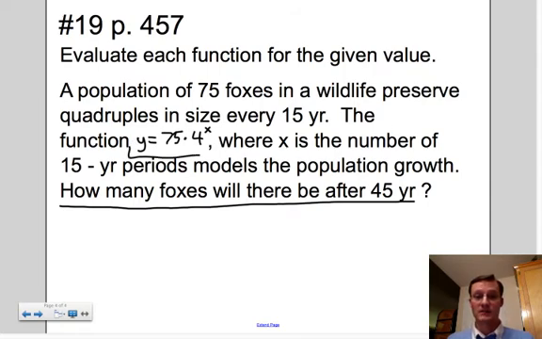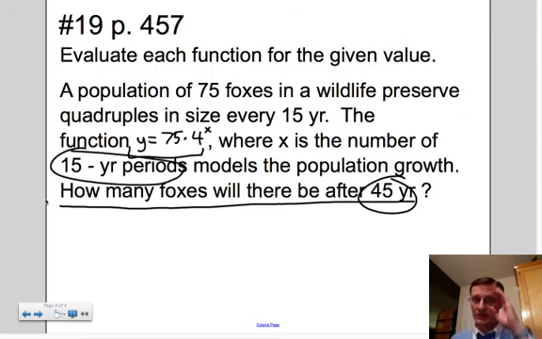So in this function, x is the number of 15-year periods, so that's going to be important. X is not just years, it's 15-year periods, which models the population growth. So we're going to look at this question in terms of the 15-year periods. That really stood out in my mind. So 45 years is 3 15-year periods, so x is going to be 3. You have to make sure you're looking at the context of how you answer that question. So y equals 75 times 4 to the third, and now we're going to see if we can answer this question. How many foxes will there be?